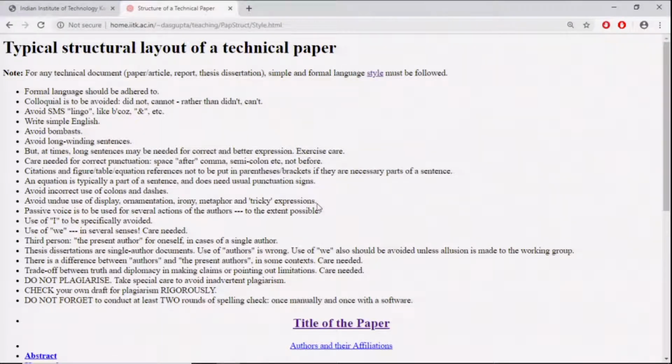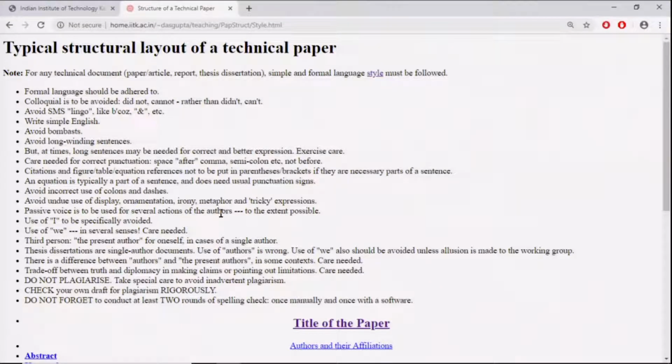Now, another important or rather big item of formal language style is the passive voice. So far as actions of the authors are concerned, the communication should typically be made in passive voice. While speaking, you may or may not follow that to the letter, but while writing in a thesis or in a paper, typically passive voice should be used in such situations. Not that all the sentences of the document should be in passive voice, that is not meant, but whenever the actions of the authors are specifically mentioned, there the passive voice should be used.